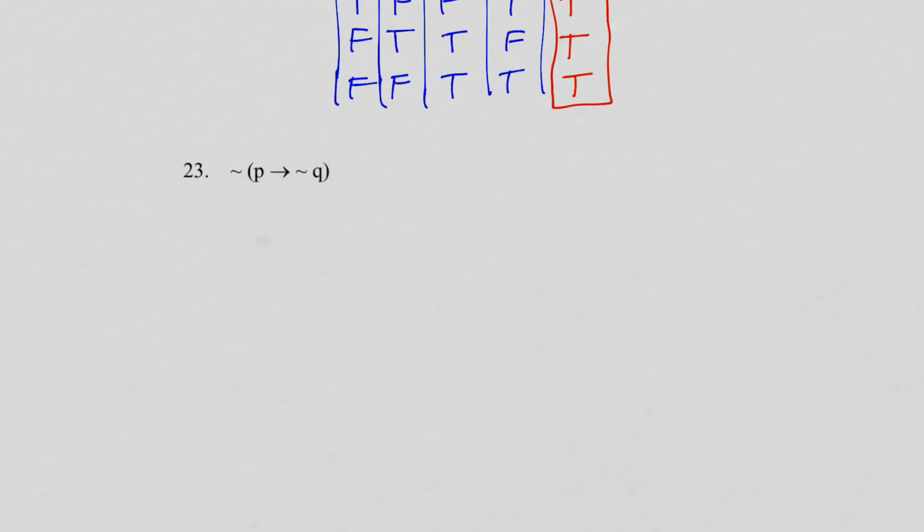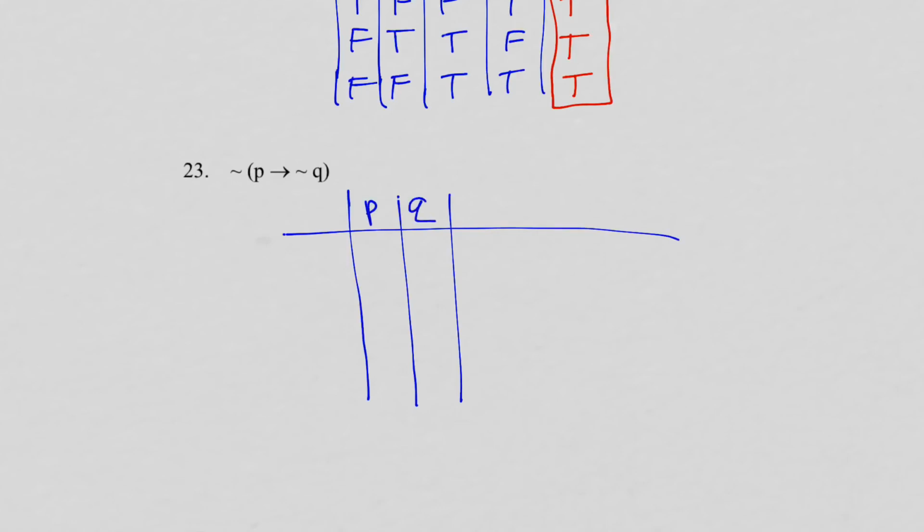Okay, so 23, we're going to go ahead and do the same process. So P, Q: true, true, true, false, false, true, false, false. All right, so what am I going to do first? I'm going to do what's in parentheses first. Before I do one of the main symbols, I'm going to do the negation first. Then I'm going to do the if-then second. And then we're going to do this negation last.